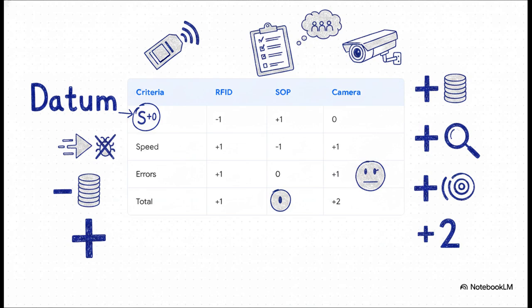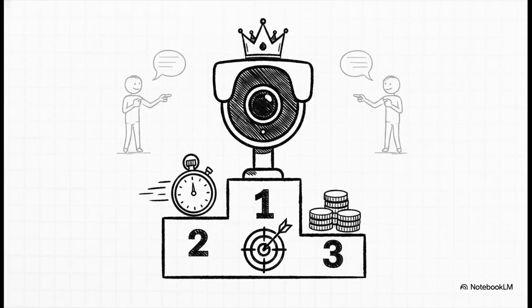Finally, the smart camera. The cost is comparable to our current overhead, it vastly improves speed, and it significantly reduces errors. Total score, +2. The math has spoken. The undisputed numerical champion is smart camera verification. Notice what just happened. We didn't have to argue for 3 hours in a boardroom about whether RFID was cooler or if training was cheaper. The Pugh matrix simply calculated the perfect balance of speed, cost, and quality.